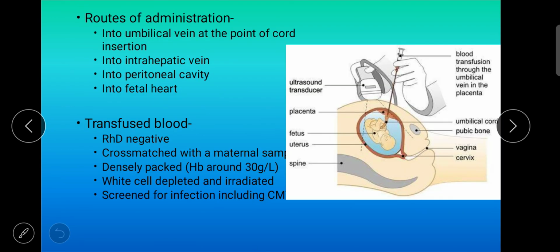And the route of administration for the transfusion will be into the umbilical vein at the point of cord insertion, into the intrahepatic vein, peritoneal cavity, or fetal heart. And the transfused blood will be Rh negative, cross-matched with the maternal sample, packed cells with hemoglobin around 30 grams per liter, white cell depleted and irradiated, screened for infection including CMV.